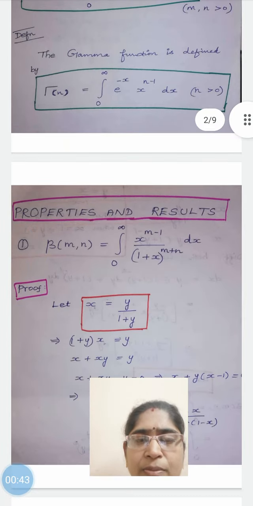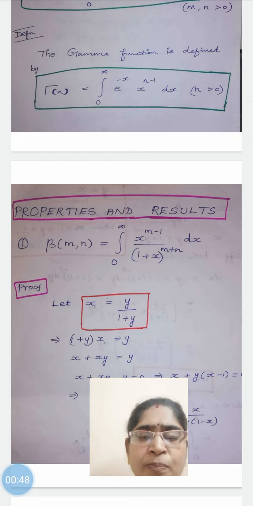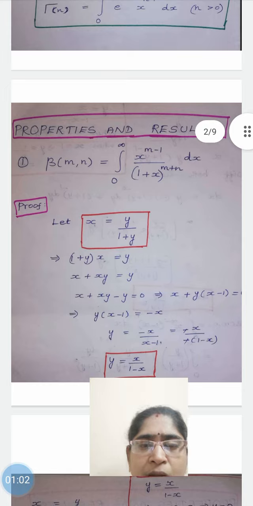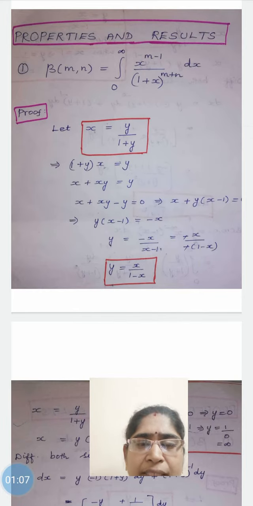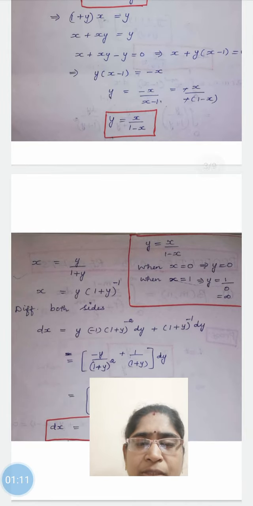Now coming to the properties and results, the first property is beta of m comma n is equal to integral over 0 to infinity x to the power of m minus 1 divided by (1 plus x) the whole power m plus n into dx. Now coming to the proof of this, let us start the proof by assuming x is equal to y by 1 plus y. Now by cross multiplying, simplifying this, we will get the value of y as x by 1 minus x.